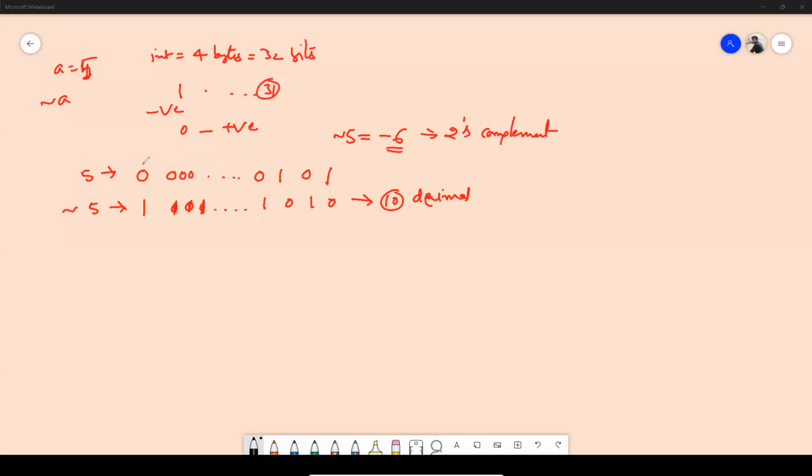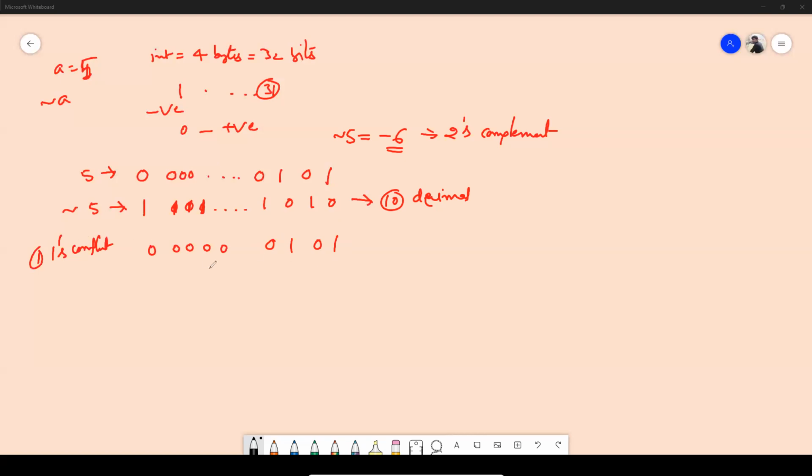The first value is 0, as it is positive 5. If you flip it from 0 to 1, it will become minus. Okay, this is a minus value. Then the first thing you need to do is calculate the 1's complement. What will the 1's complement become? Again it will flip. Okay, 0 1 0 1, and then 0 0 0 0, something like that.